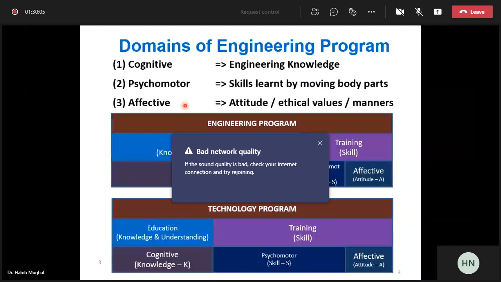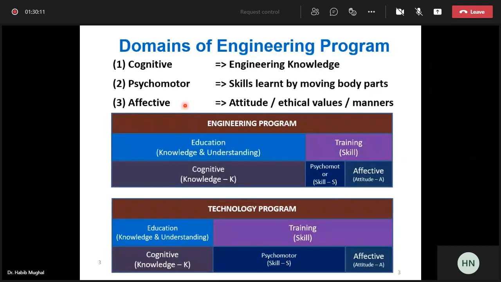So it's of the engineering. So if you will see in any engineering program, you will find a very large cognitive domain compared to the psychomotor and the affective. Usually 70% is the contribution from the cognitive domain and 30% from the psychomotor and the affective domain.